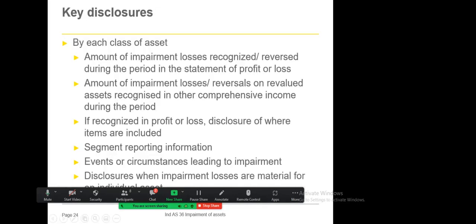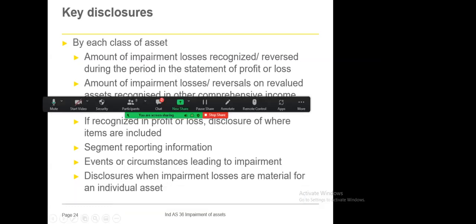We need to give disclosure for impairment loss. By each class of asset, we need to disclose the amount of impairment loss recognized or reversed during the period in the statement of P&L, and the amount of impairment loss or reversals on revalued assets recognized in other comprehensive income during the period. If recognized in P&L, disclosure of where that item is included also needs to be given separately. Segment reporting information, events or circumstances leading to impairment, and disclosure where impairment losses are material for an individual asset.